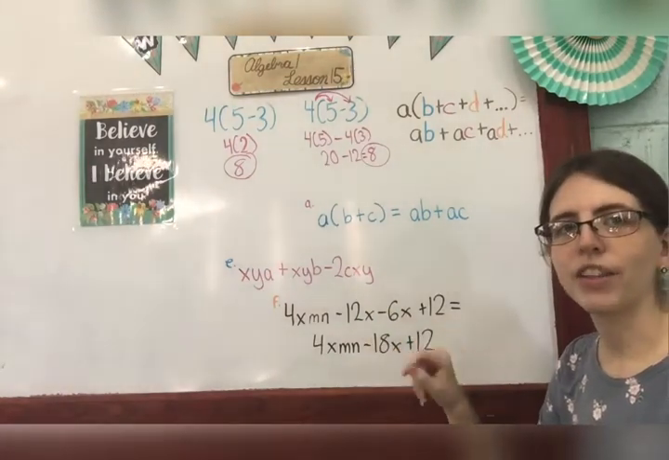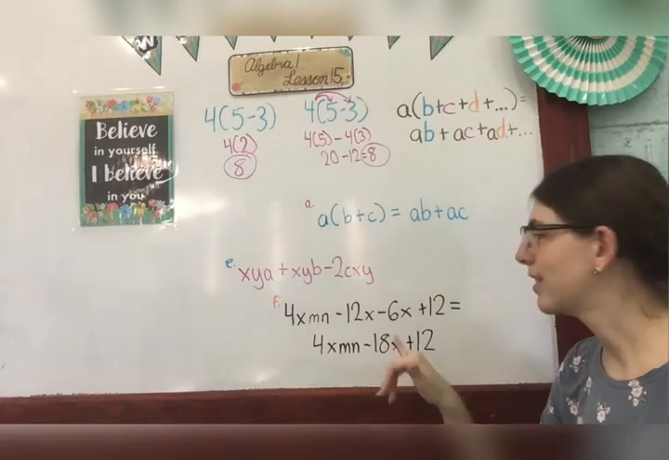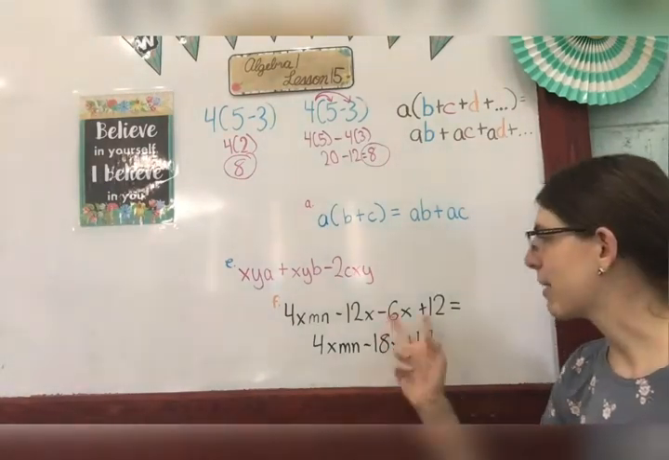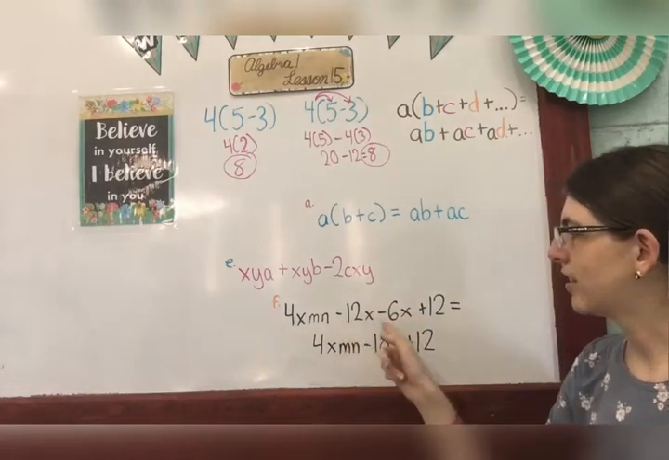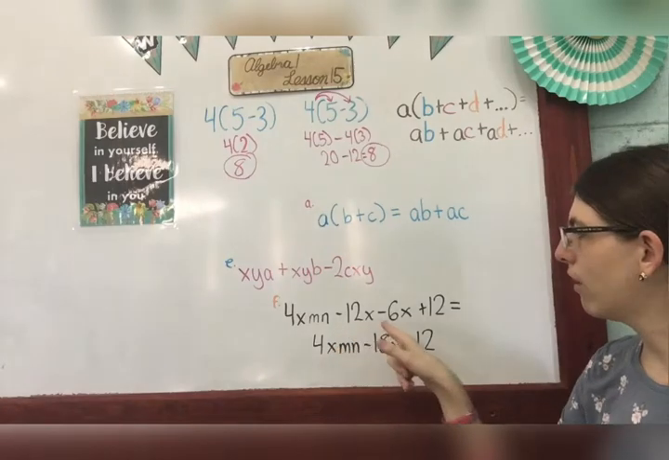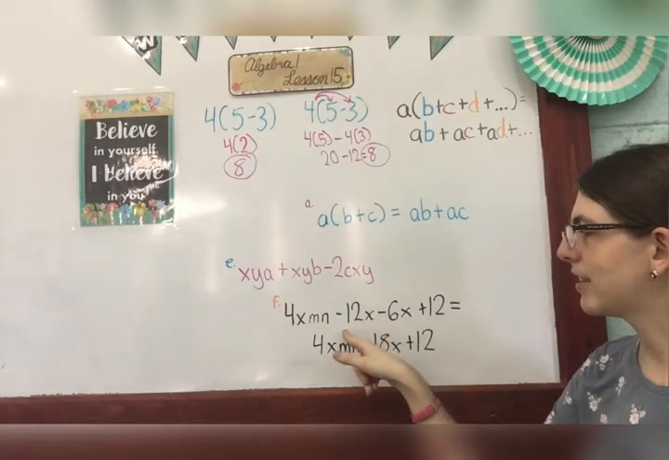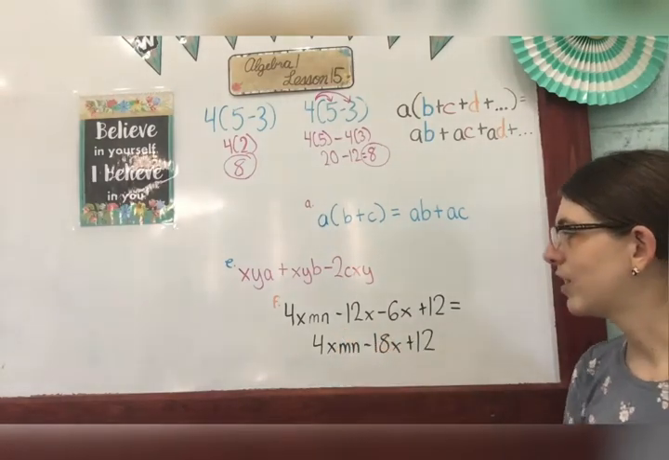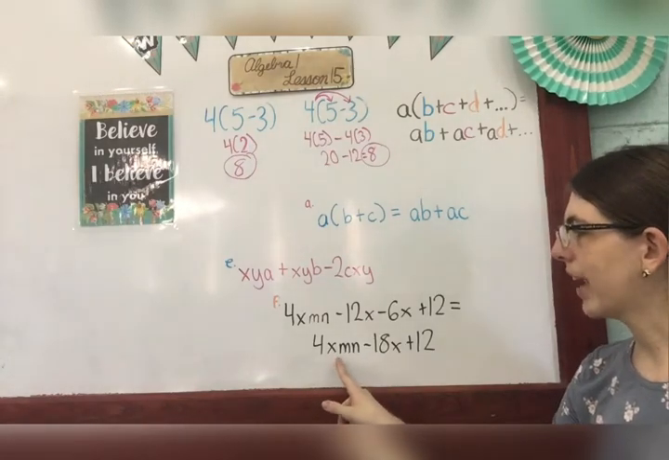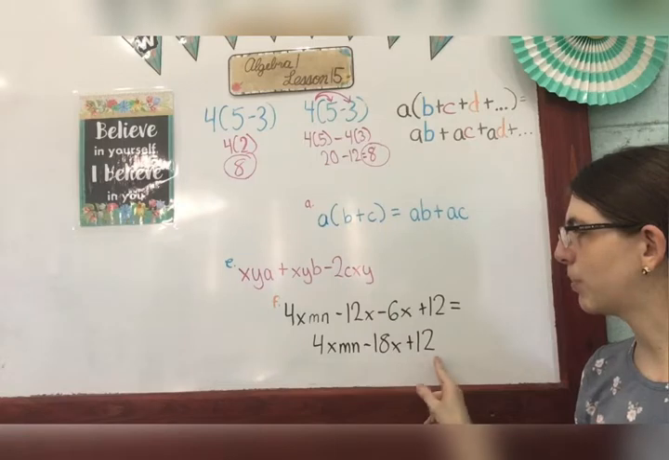Now I'm not done because notice these have the same variables. So I know that these are like terms because their variables are exactly the same. So I can combine them. I keep my variable the same and I just simplify the coefficients. So negative 12 minus 6 is the same as negative 12 plus a negative 6. So that's a negative 18. So your final answer should have been 4xmn minus 18x plus 12.